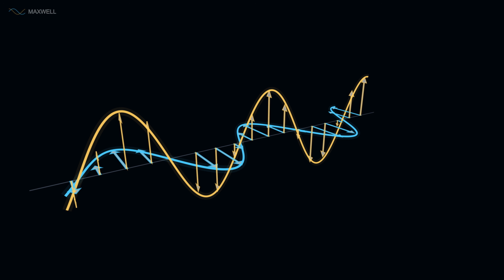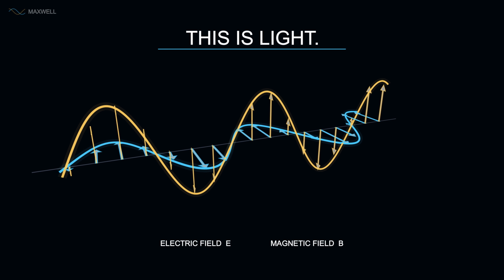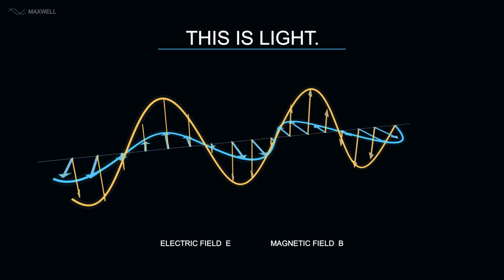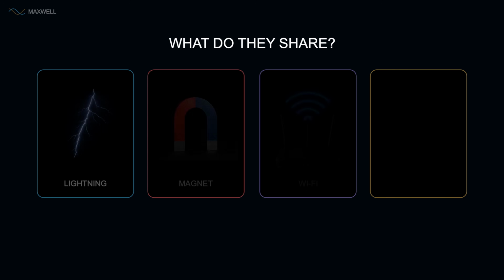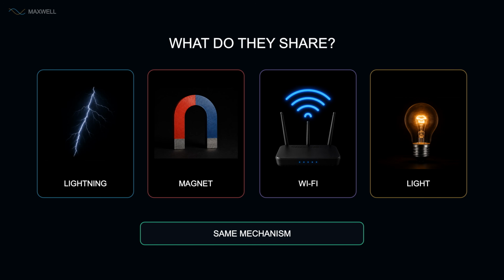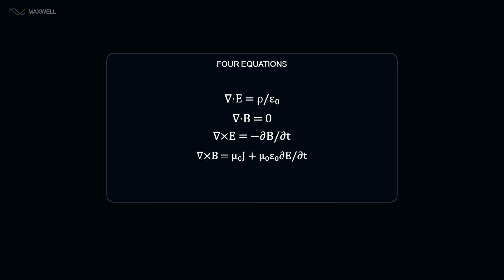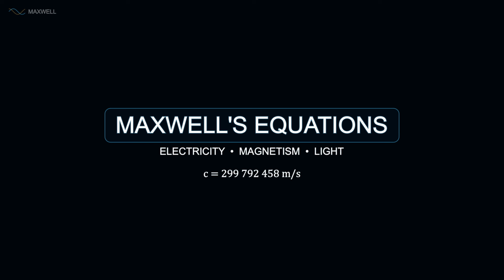Suppose I told you this moving pattern is light, not a glowing substance racing forward, just two invisible fields, each changing the other as the pattern moves through space. Now place it beside lightning, a magnet, a Wi-Fi signal, and sunlight. What could they possibly share? The answer is hidden inside four equations. And if we follow their logic, the speed of light falls out almost by itself.